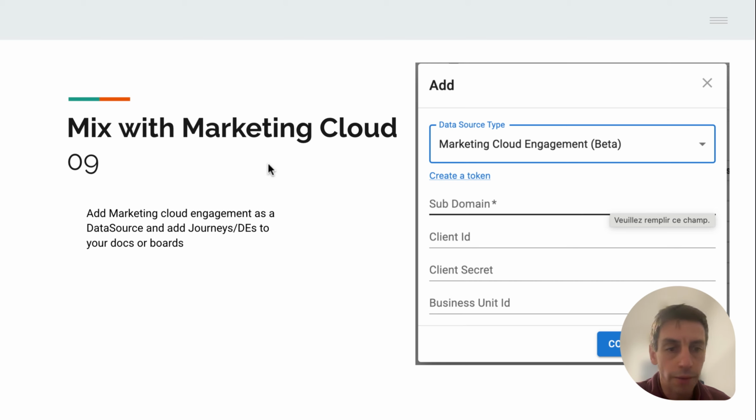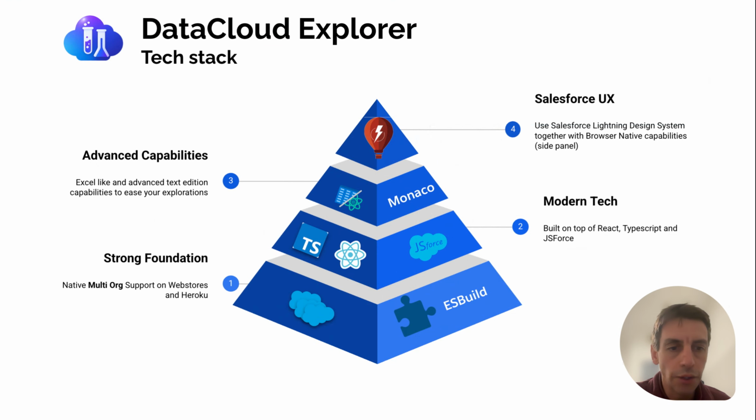Coming to one of the last features is to connect with Marketing Cloud Engagement. So if you have Marketing Cloud Engagement, which is usually the case, right, with DataCloud, you can connect it and you can retrieve the data as well from the same application to get a global view of DataCloud and Marketing Cloud Engagement. And that's all for now.